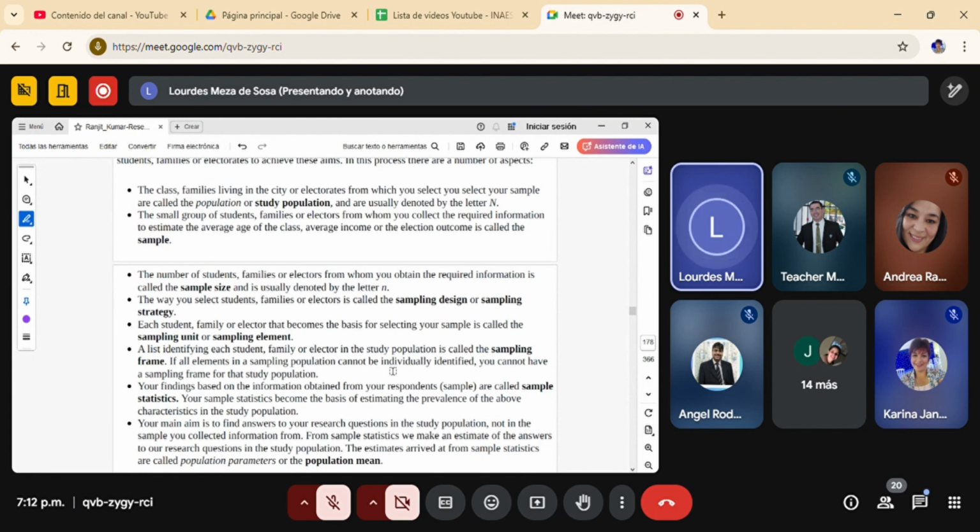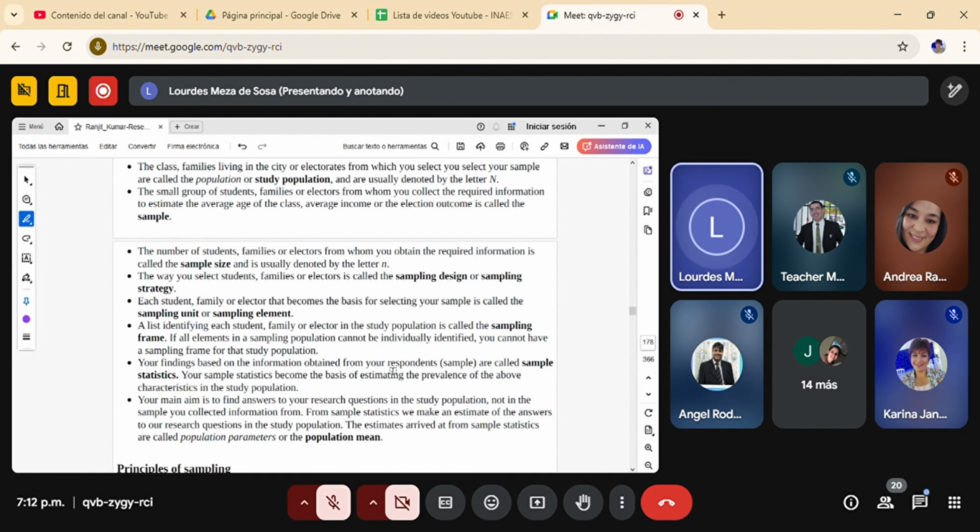Your findings based on the information obtained from your respondents are called sample statistics. Your sample statistics become the basis of estimating the prevalence of the above characteristics in the study population. Actually, your sample statistics is the information that you have acquired and measured in a way.